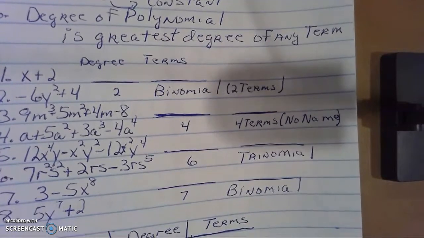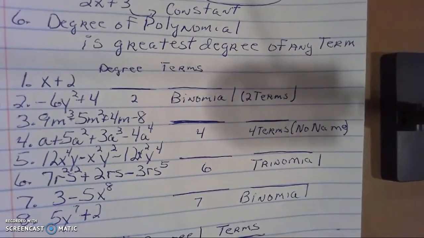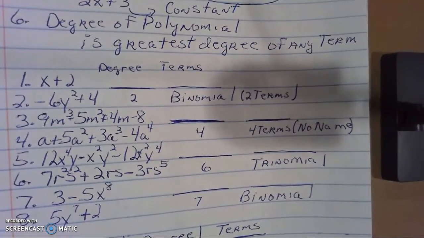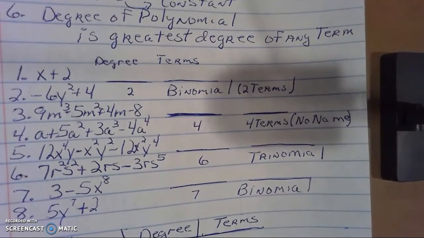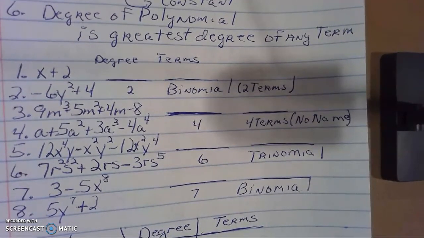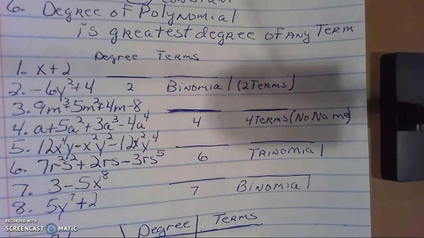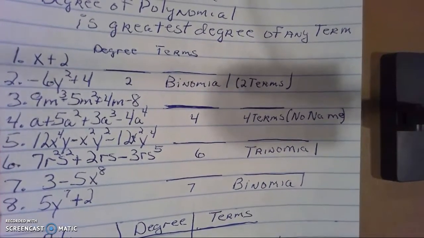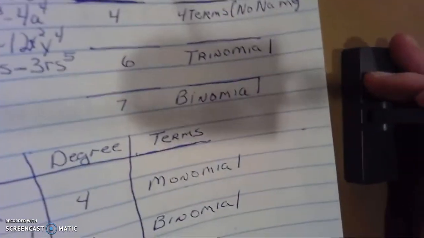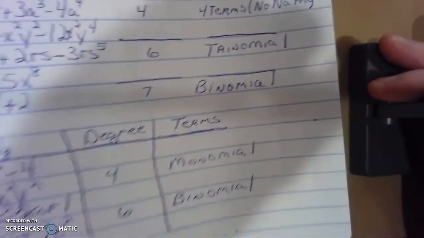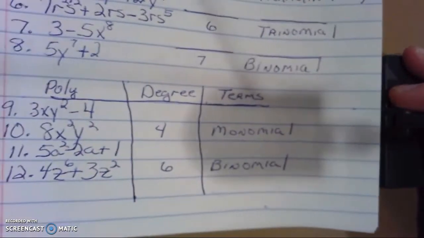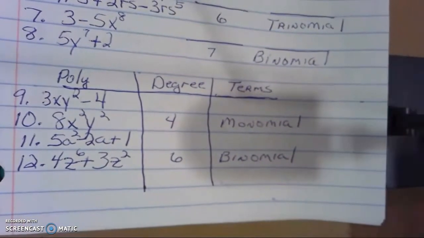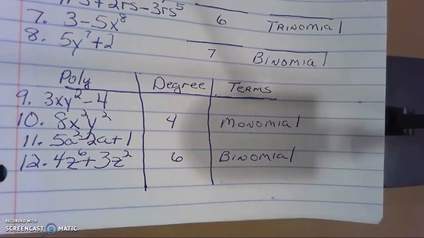Number 6, the degree is 6 from the last term, r to the first and s to the fifth, a trinomial. 7 has a degree of 8 from the x to the eighth, and it's a binomial. 8 has a degree of 7, and it's a binomial. Then on numbers 9 through 12, you're to tell the degree and the number of terms.